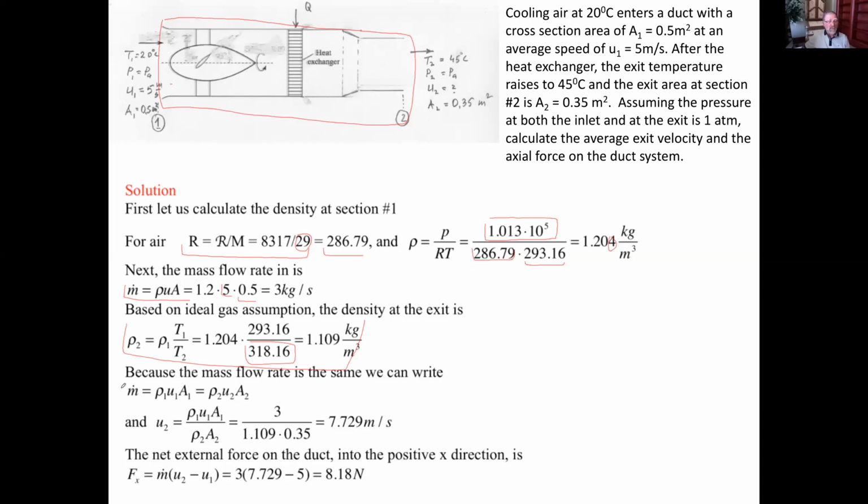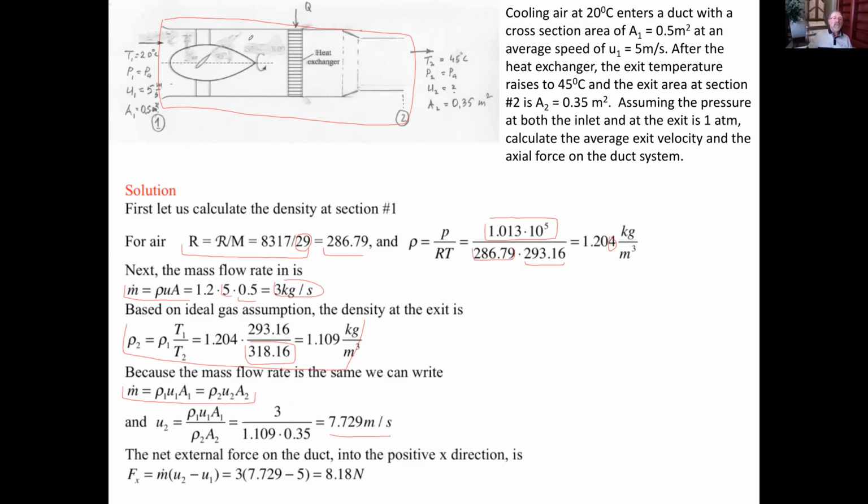Now, the law of conservation of mass states that these two are the same. So by comparing one to the other and knowing the condition in, the mass flow rate was 3. We already calculated it right here. This is 3. Then we divide it by the density and by the area at the exit, and the area is given. We end up with an exit velocity of 7.73 or something like this. It's faster because now the area is smaller and the density is also less. So we found the exit velocity.